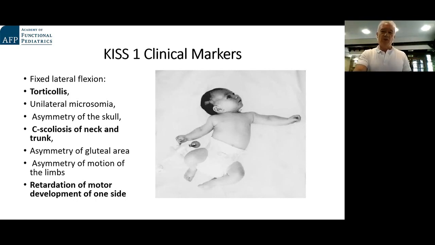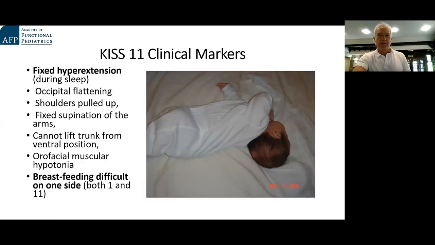But Biedermann talks about it a little bit in what's called KISS syndrome. So they're very common. KISS 1 we see a lot of. A lot of the babies coming into your clinic will exhibit this positional preference, and it's a strong indicator of an upper cervical subluxation complex.